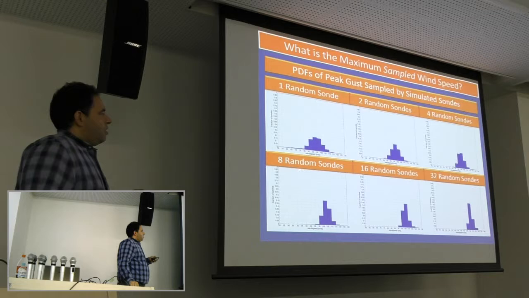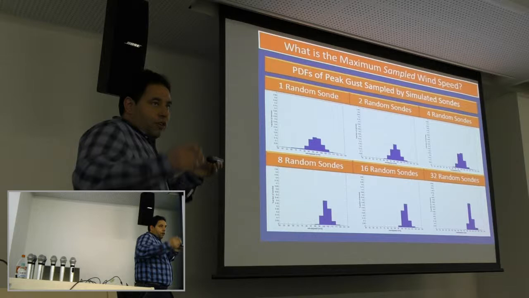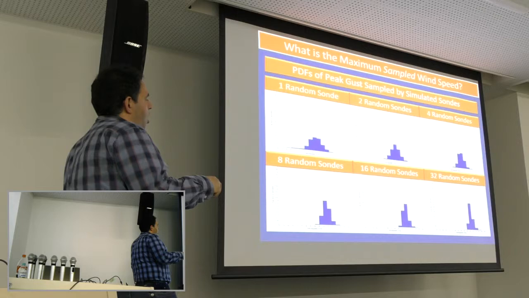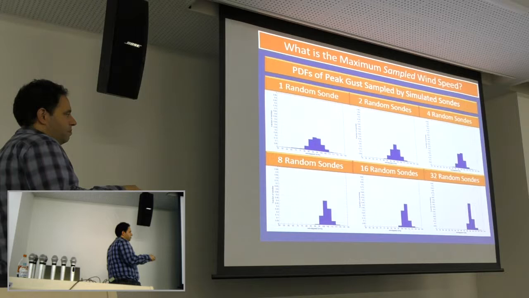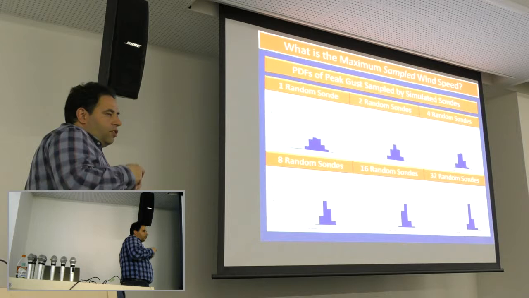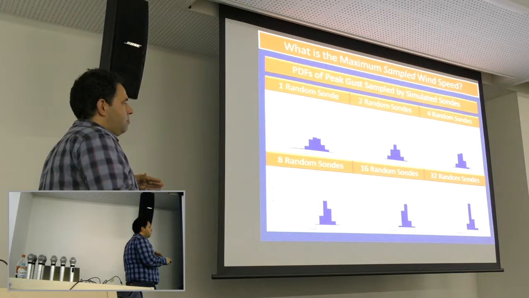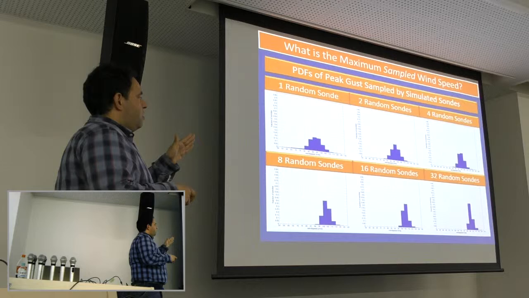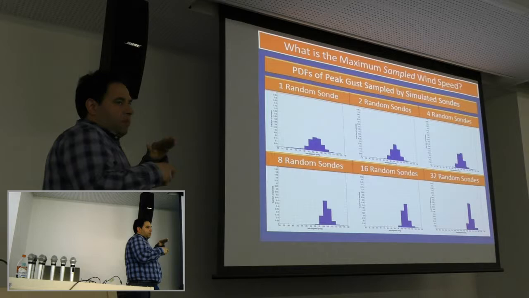So like I showed, the peak wind gusts in the simulation are actually 120, 130 meters per second. But typically, you would only find 90 meters per second here. And your chances of sampling something near the maximum are very small. If you instead had two random sondes, then you're going to increase your expected maximum. You're also going to narrow your distribution, and it's going to become skewed because you're sampling the maximum.